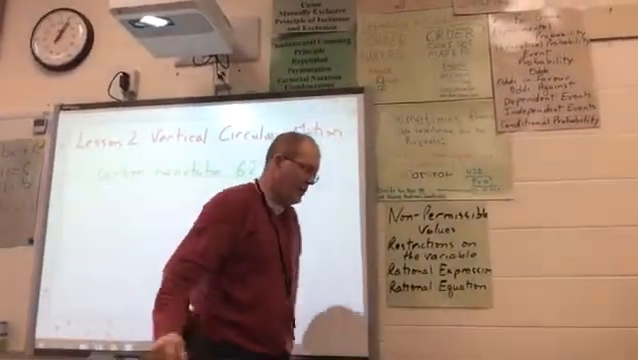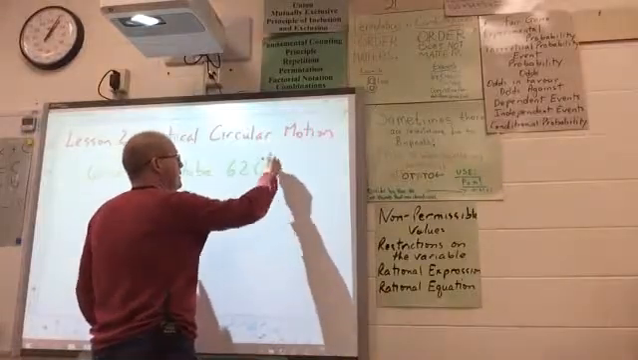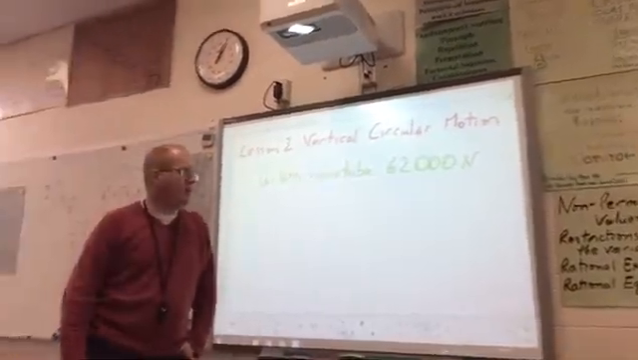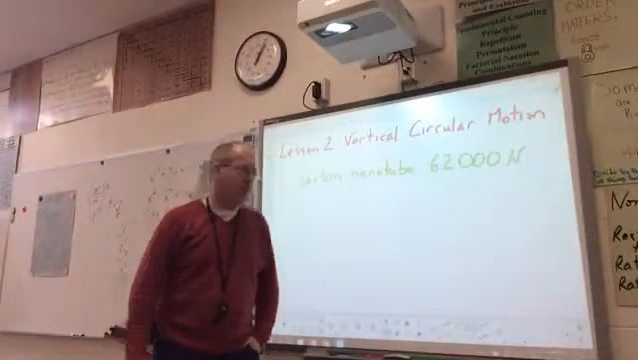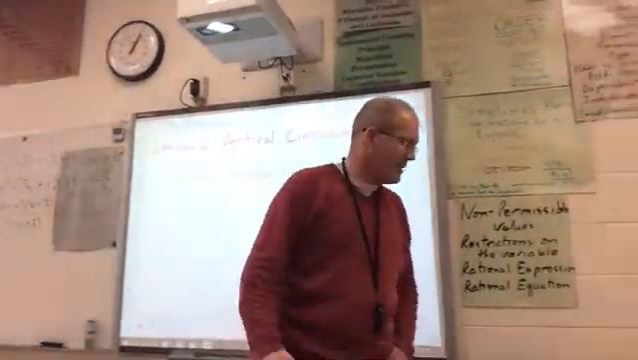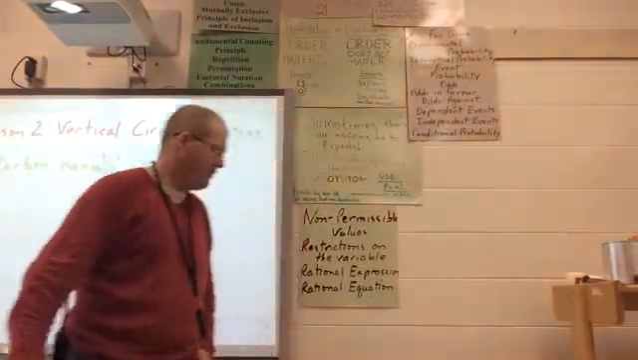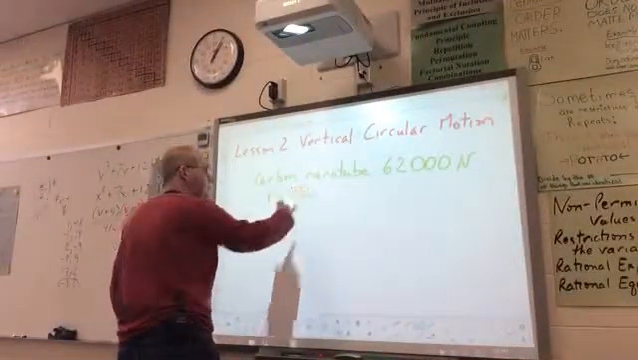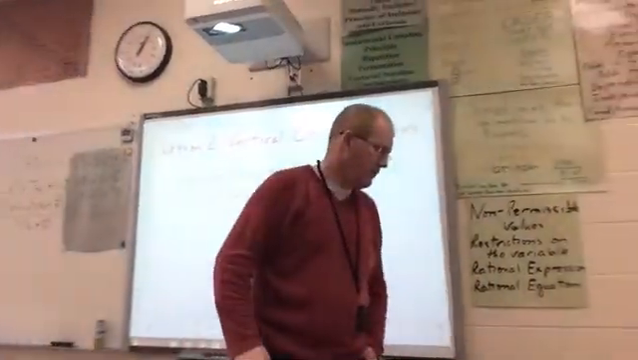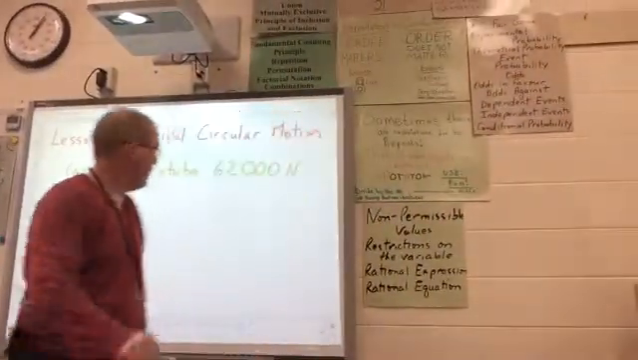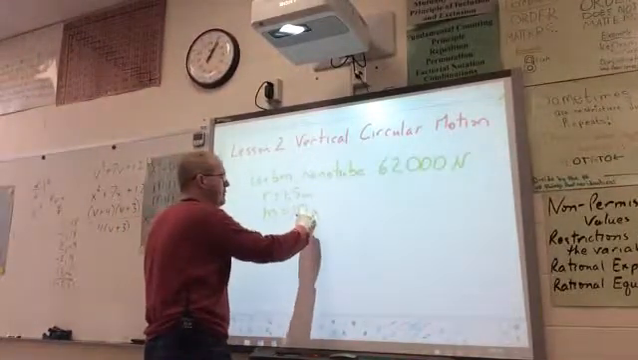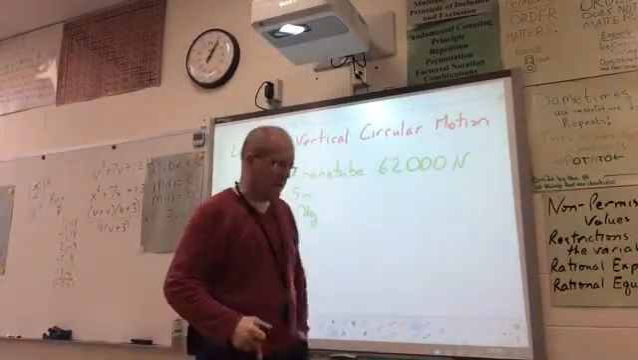For example, a carbon nanotube, one of these new super materials, takes 62,000 newtons of force to break it, which means if you do the math, you can hang a 6,000-pound weight off of it. If this is a radius of 1.5 meters, and you've got a 10-kilogram weight hanging at the end of it, how fast can you spin it?